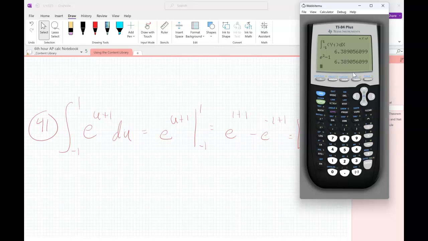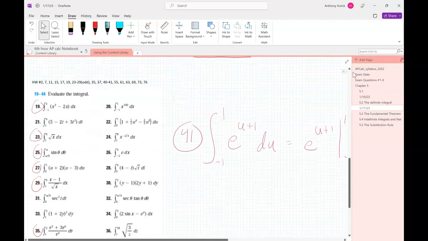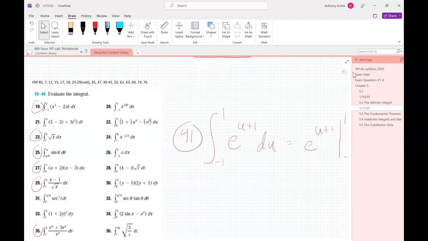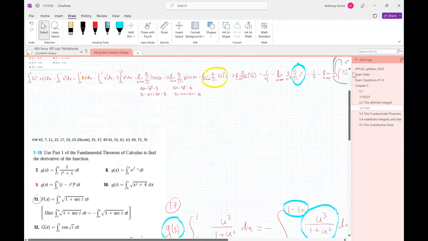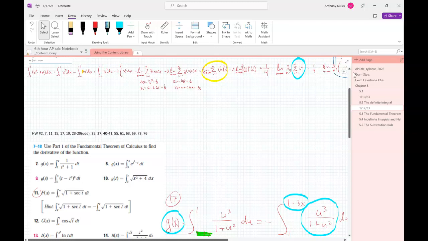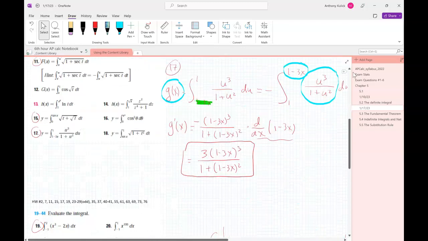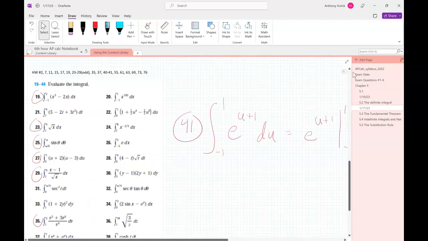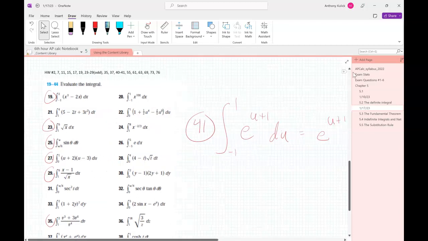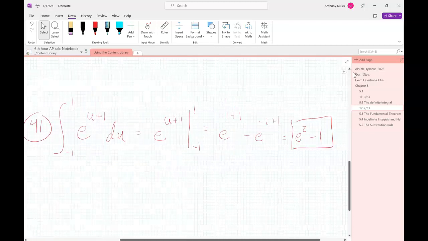For 19 through like 44, how did you know what was part 2? Because we're asked to evaluate the definite integral. It didn't ask us to find the derivative of an integral like it did on the previous ones. Okay, so the first part was derivative. Mm-hmm. The other one, there's no more.